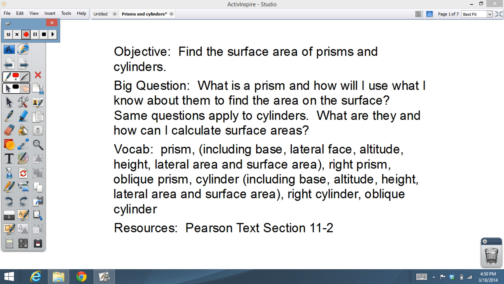We got a ton of vocab too to go with it. We're going to talk about prisms and their various parts: bases, lateral faces, what's an altitude, what's the height, then what's a lateral area, and then what is the total surface area. We're going to differentiate between a right prism and an oblique prism, and then we're going to do the exact same thing for cylinders. So let's get into it.